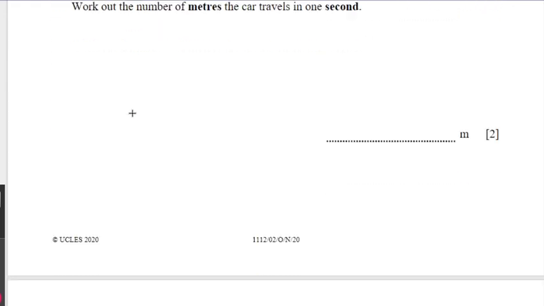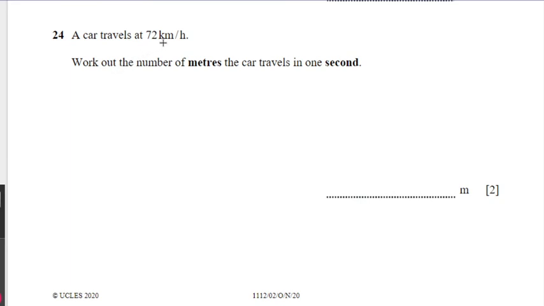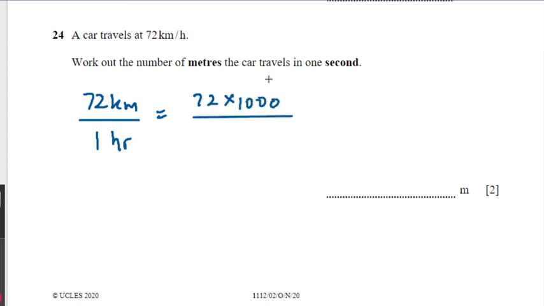Right, next. A car travels at 72 km per hour. Work out the number of meters the car travels in 1 second. So which means we need to convert this unit here. 72 km per hour means 72 per 1 hour. When you convert 72 kilometers to meters, you must times 1000. Over this one, 1 hour to seconds, you must times 60. Convert to minutes first, then you times 60 again.